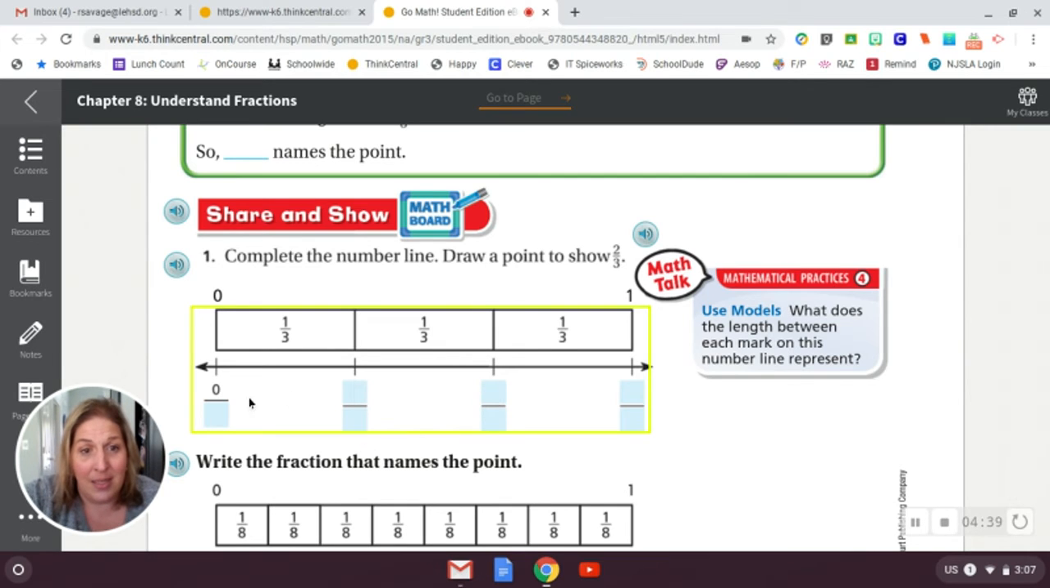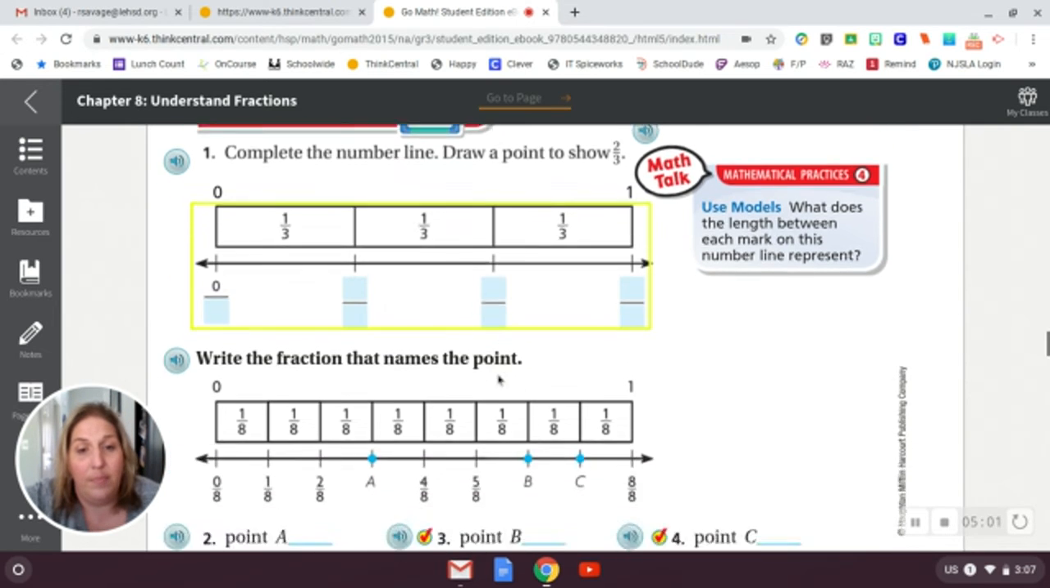Next one, 0/3, 1/3. You got it, 2/3, okay? And then going back up to the directions, it says complete the number line, draw a point to show 2/3. If I were drawing a point in here, I have 0, 1. This is my 2/3, so I would draw a little point right there on the line. That would show 2/3.